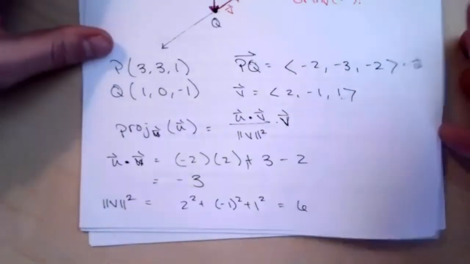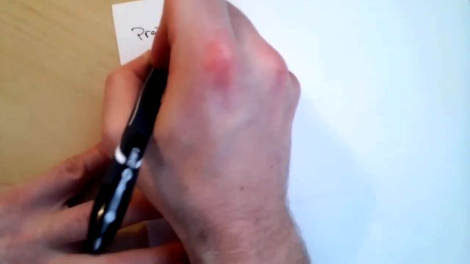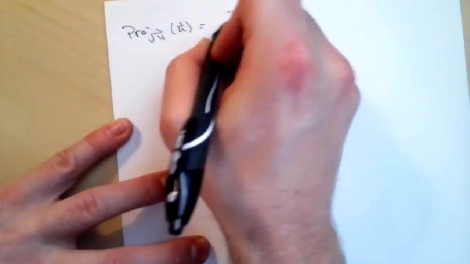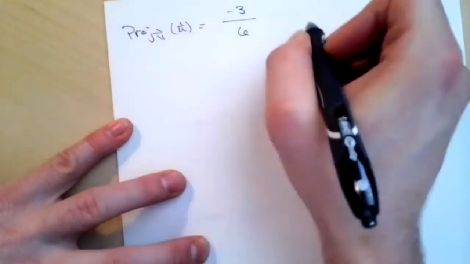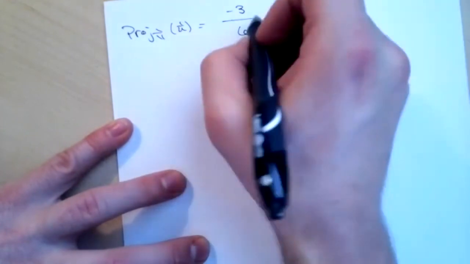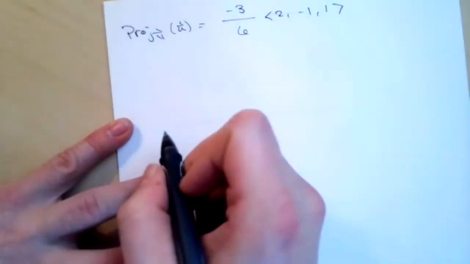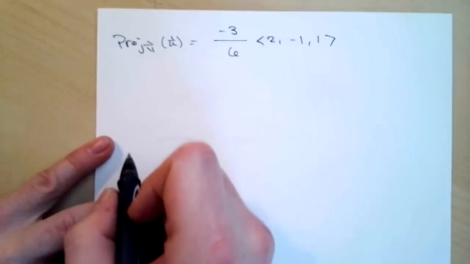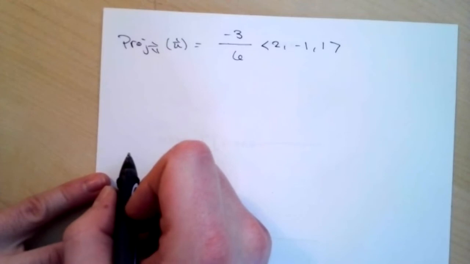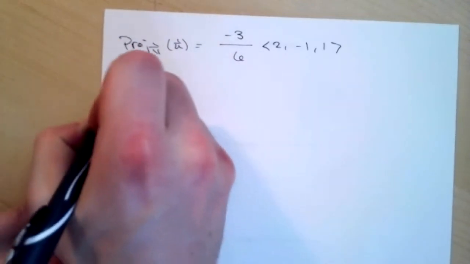So if you've got all that written down, let's go ahead and I'll need a new page here. Our projection onto V of U is U dot V, which was -3, over norm V squared, which was 6, times V itself, which was ⟨2, -1, 1⟩. How do we find our orthogonal component?